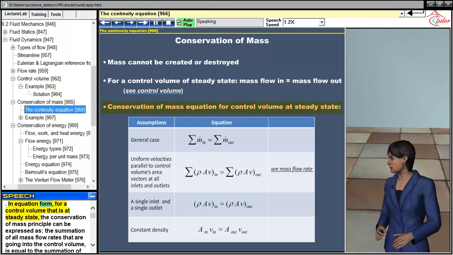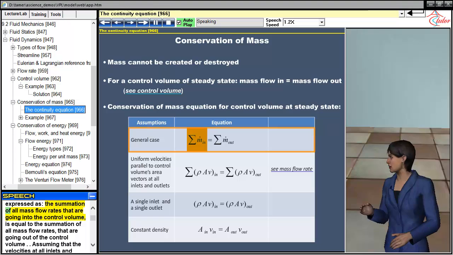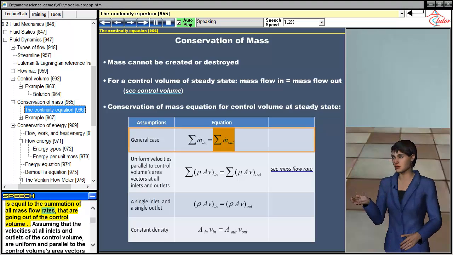In equation form, for a control volume that is at steady state, the conservation of mass principle can be expressed as the summation of all mass flow rates that are going into the control volume is equal to the summation of all mass flow rates that are going out of the control volume.